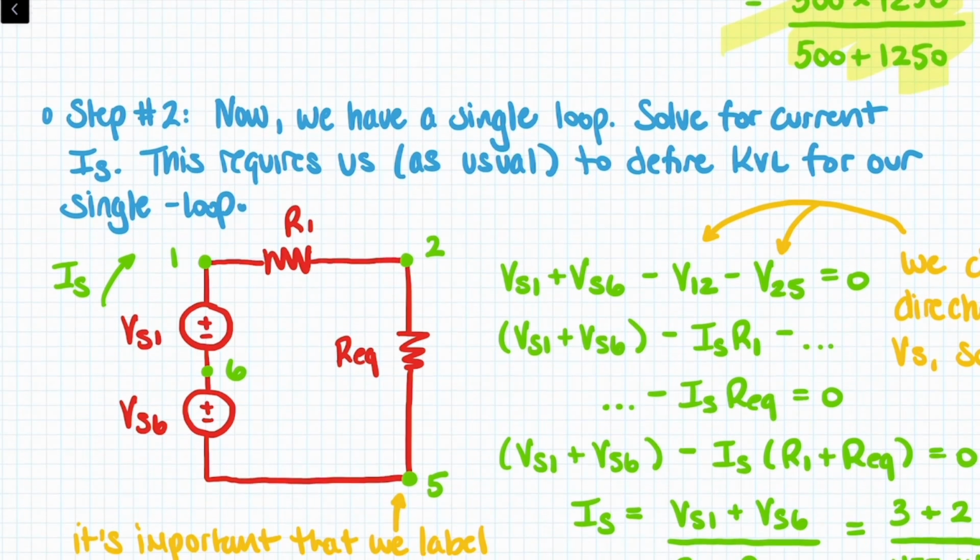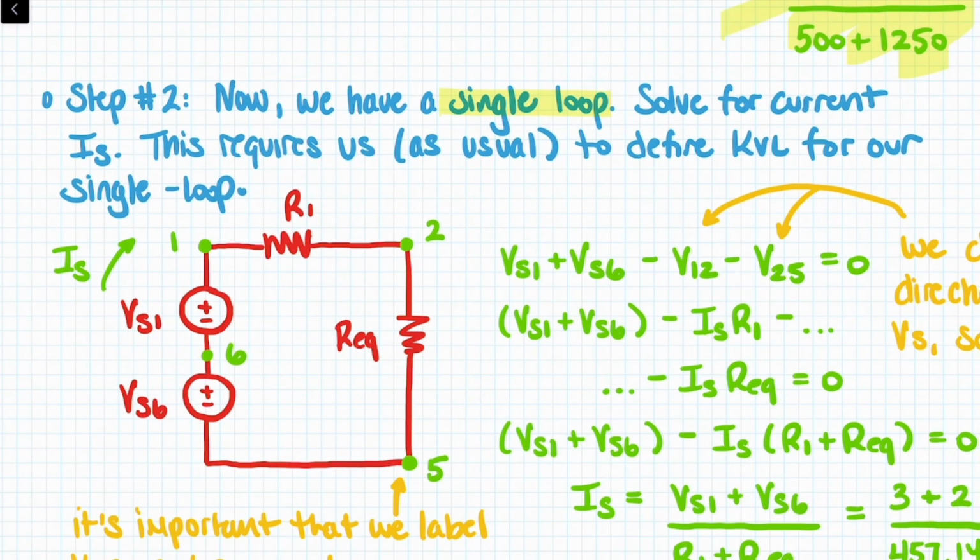Now we have a single loop. We want to solve for the current IS right here. This requires us, as usual, to define KVL for the single loop. This is similar to the process that we used in the previous lecture to solve a single loop circuit.